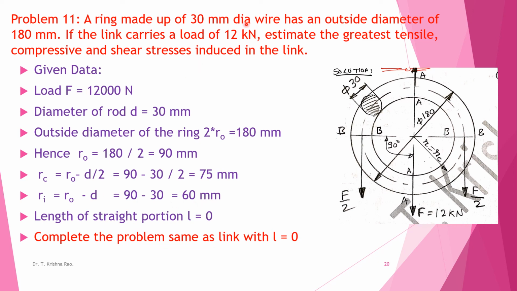L is 0 and it is carrying a load of 12,000 newtons. We have to find out the maximum stresses induced like the earlier problem. You have to put L equal to 0 in the link equation, or there are separate equations given for the ring for MB at A and MB at B, which are simplified after putting L equal to 0, and solve like what we have done for the link problem. You have to take section AA, only bending stress will be there. Section BB, combined stress will be there, in which direct stress is F by 2A. Please complete this problem at your convenience, and this is the end of curved beams.